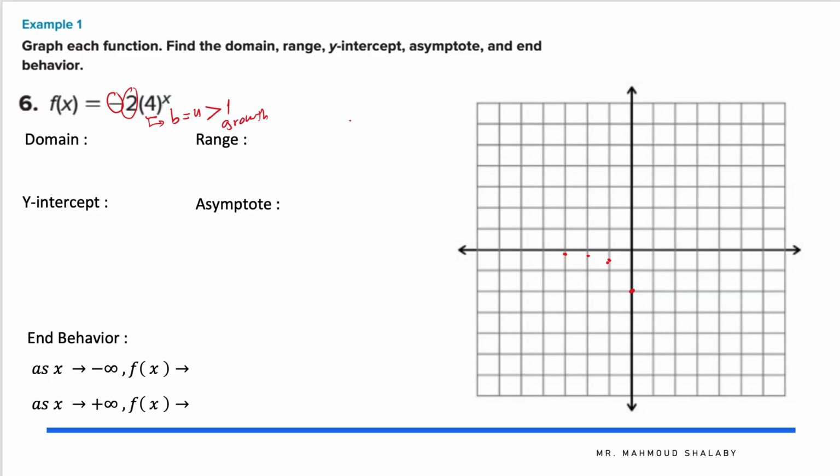Then you will find 0 and -2, which I'm sure of this point. I know it earlier from the transformation or the reflection. 1 and -8. 1 and -1, -2, -3, 4, 5, 6, 7. It's somewhere here. And then you graph the function.